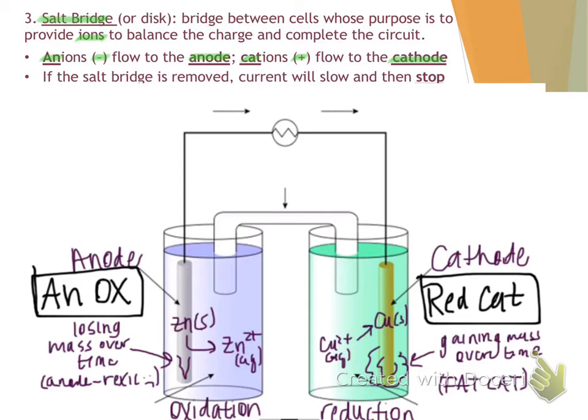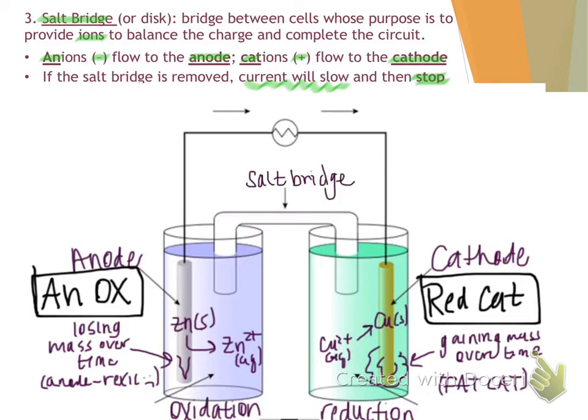Without a salt bridge, our cell will not function. If we remove the salt bridge, our charge can't stay balanced, our circuit can't stay complete, our current's going to slow down, and then it will eventually, actually pretty rapidly, stop creating any current at all as soon as that charge becomes unbalanced. So let's look at where our salt bridge is and how it keeps that charge balanced.